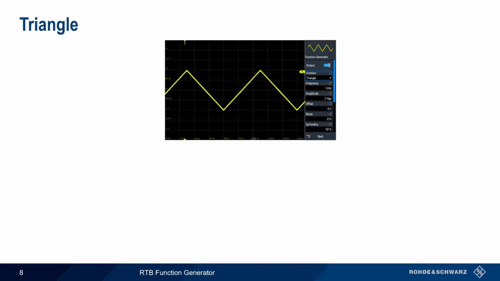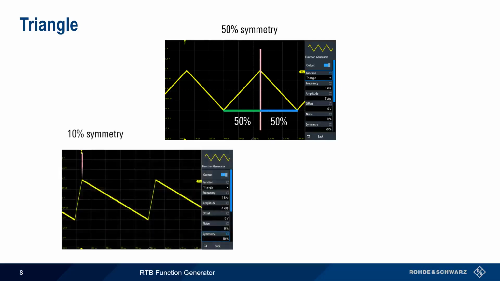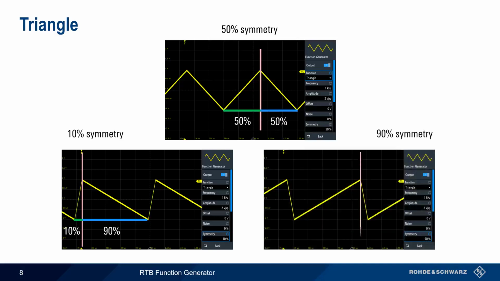For triangular waveforms, the symmetry must also be configured. A triangular wave with the default 50% symmetry has rise and fall times with equal slopes. In a triangle with 10% symmetry, the signal is rising during the first 10% of the period and falling for the remaining 90% of the period. The opposite is true for a triangle wave with 90% symmetry. It rises for the first 90% of the period and falls during the remaining 10%.